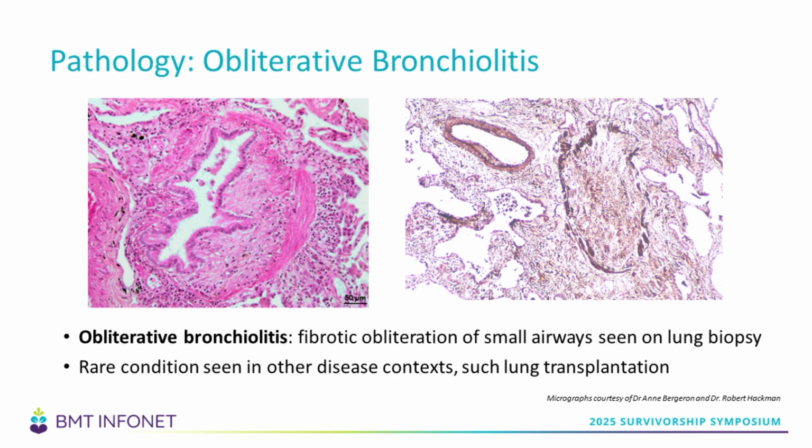These are two examples of pathology specimens of somebody's diseased airway. You can see in the one on the left that this is an airway that's been narrowed by this extra fibrotic material around it. And here on the right, you see that there's an outline of an airway that's been completely obliterated by fibrotic material. That's why it's called obliterative bronchiolitis. Again, this is a lung biopsy, and this is a rare condition that is seen in other disease contexts, including lung transplantation.